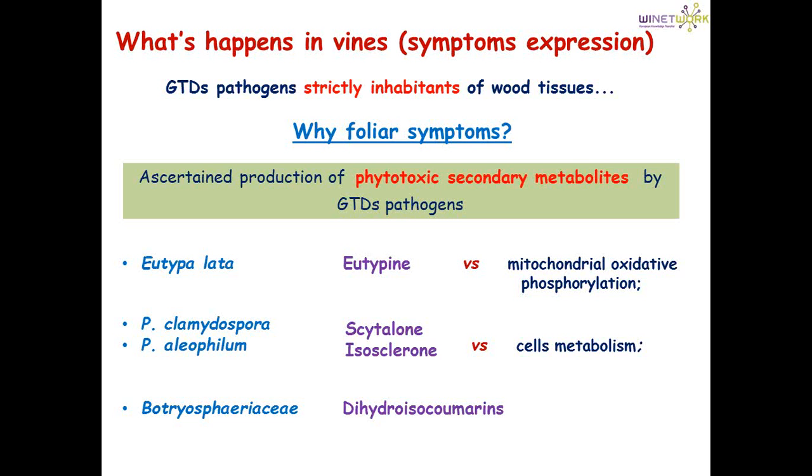And now results also allowed us to understand what happens in vines, for instance, in relation to symptom expression. We now have more idea of what happens in vines and why we have foliar symptoms, since the pathogens are not in leaves, but infect only wood. So several studies evidenced the ability of these pathogens to produce secondary metabolites that act as phytotoxic compounds. For instance, Eutypa lata produces eutypine, Esca pathogens produce scytalone and isosclerone, and Botryosphaeriaceae produce dihydroisocoumarins that were assayed in planta and showed phytotoxic activity.